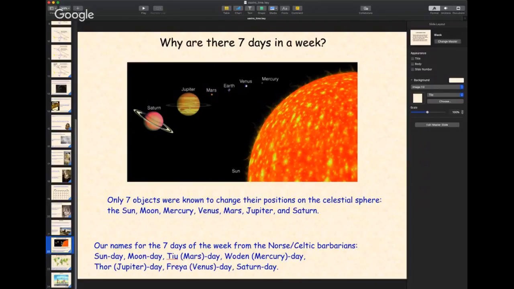And so the only things that changed in the night sky were the sun, the moon, Mercury, Venus, Mars, Jupiter, and Saturn. These were the objects you could see with your naked eye in antiquity, and they were special.